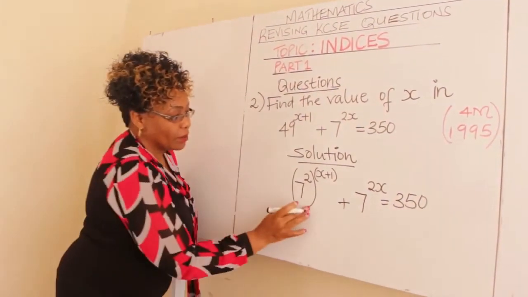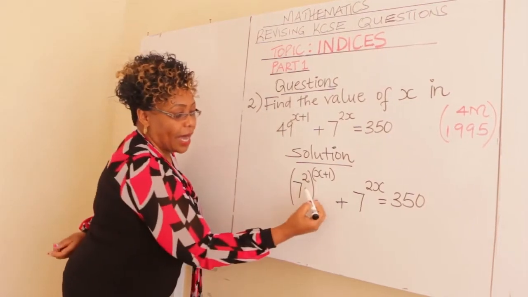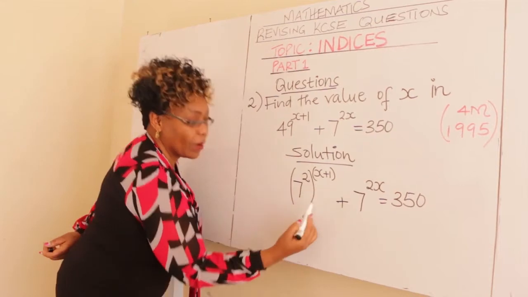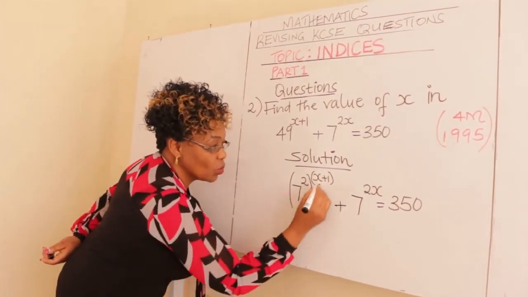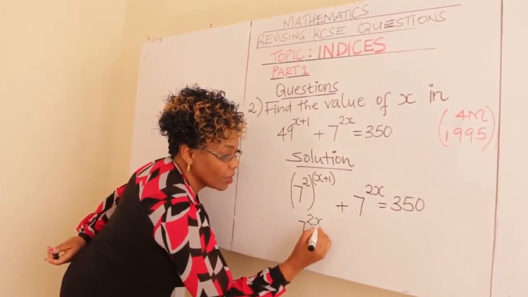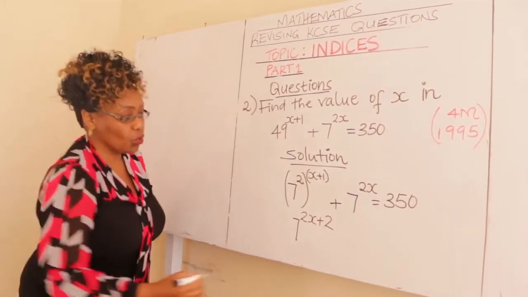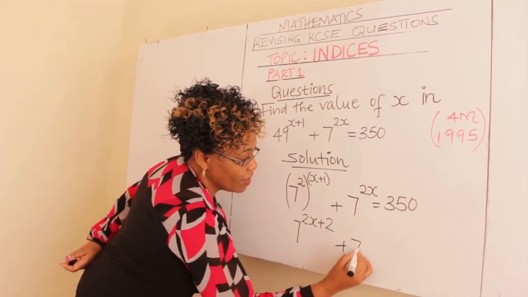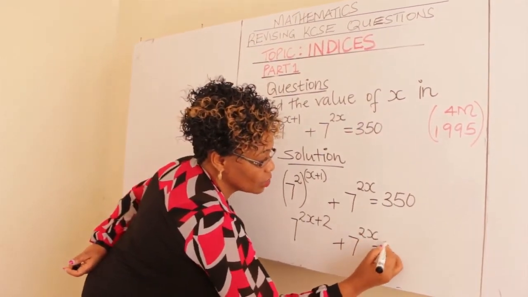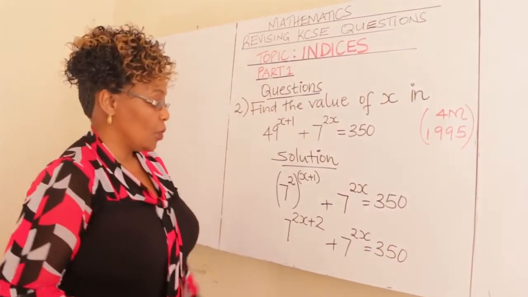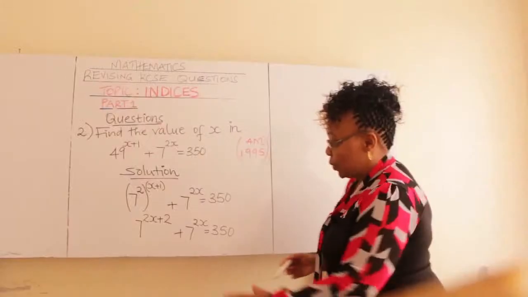Come to this one and deal with the powers here. According to the laws of indices, you multiply these powers. So you'll have 7 raised to what? 2x plus 2. Plus 7 raised to 2x is equals to 350. Good. We go to the next step.